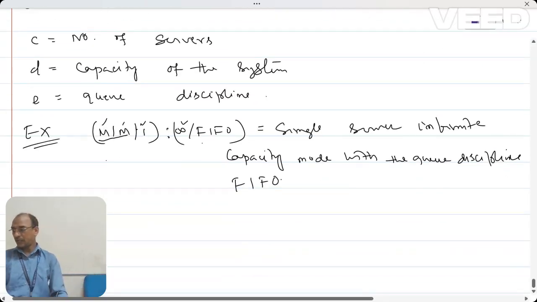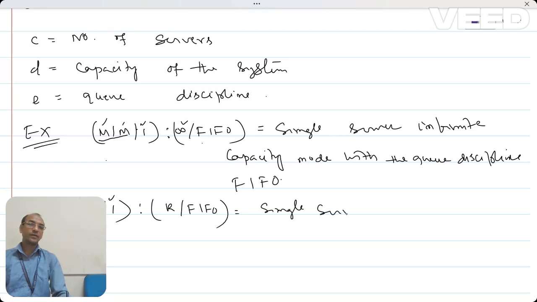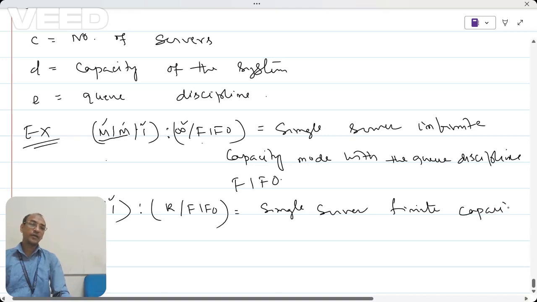Suppose I write like this: M/M/1 : K/FIFO. That means single server, and this K is finite, not infinite. So this one is a single server finite capacity queuing model. Here basically we are considering first in first out in our topic. Like that, we are able to symbolize the queuing model.